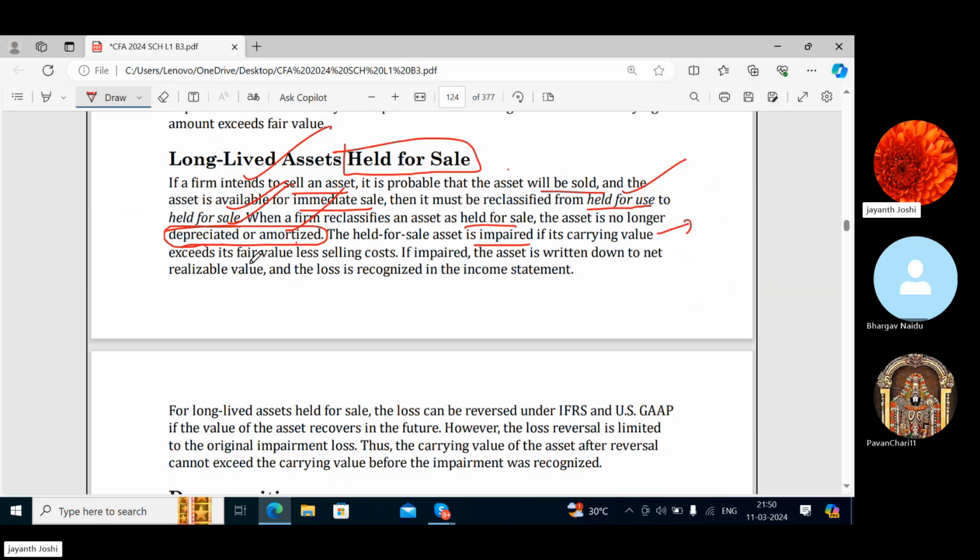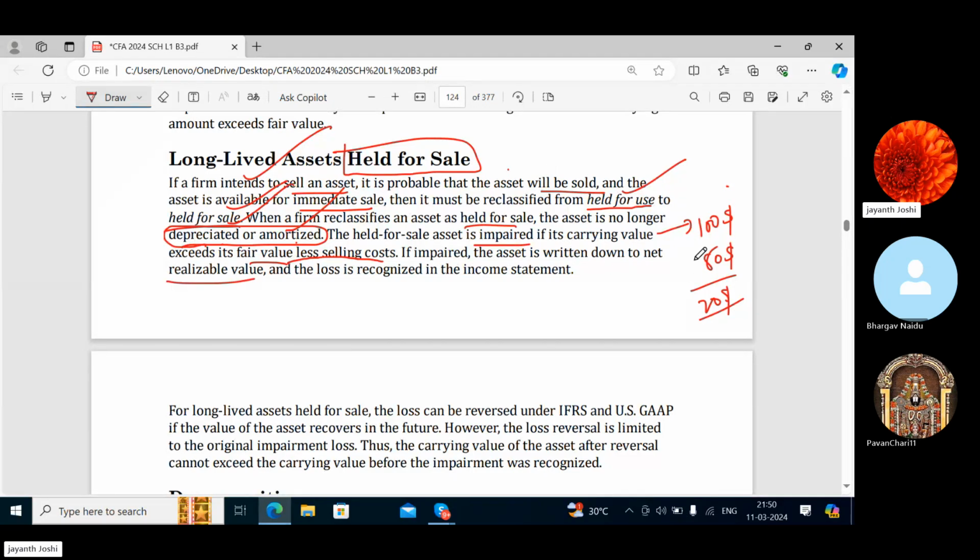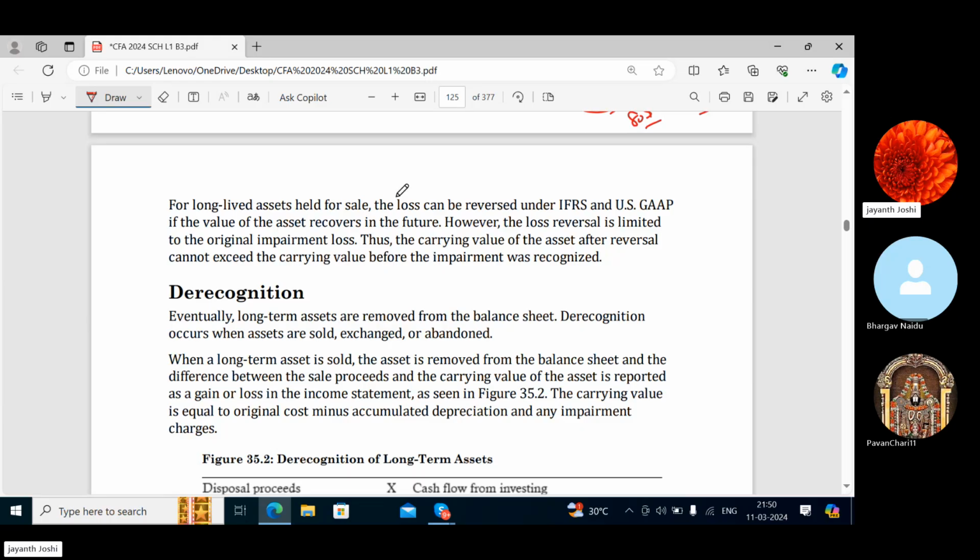Impairment is of course only possible when the carrying amount, the value which you are showing in the books, is more than the fair value less selling costs. That means it's NRV. That means you are showing $100 and you are getting only $80. So $20 is your impairment loss. If the impaired asset is written down to net realizable value, you have to now show the value at this: $100 asset minus impairment loss $20, and $80 is the net realizable value. You have to show this in the books now. The loss is recognized in the income statement to the extent of $20, because you have incurred a loss, right?